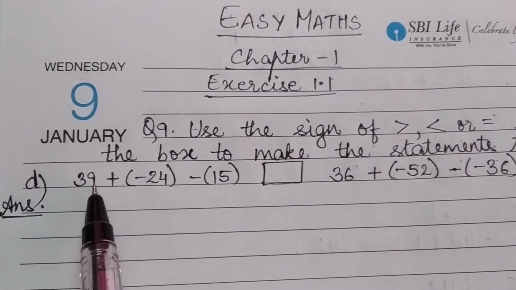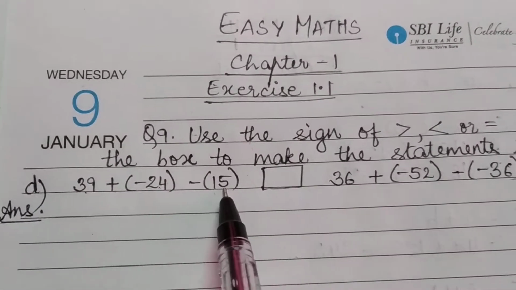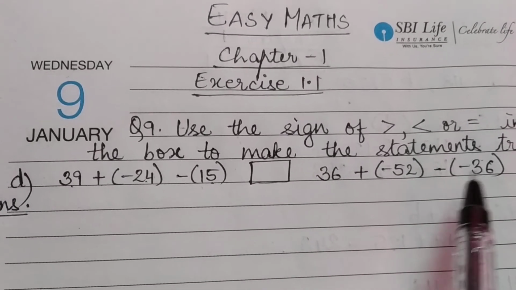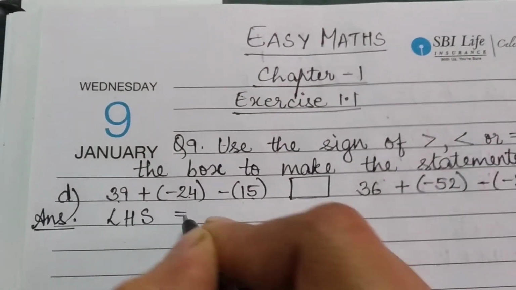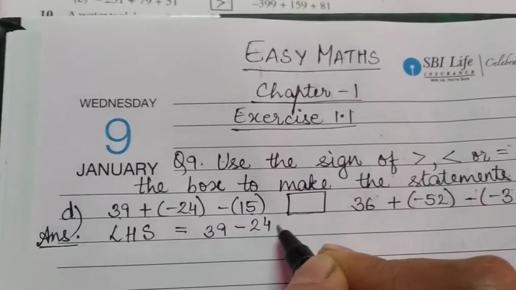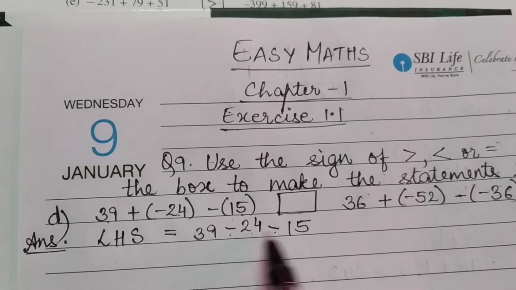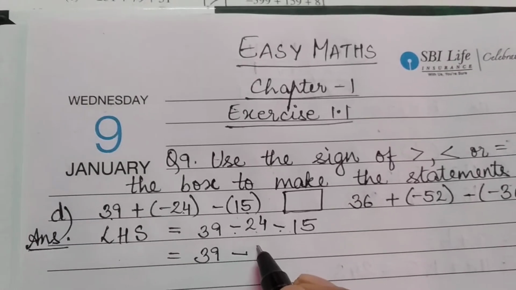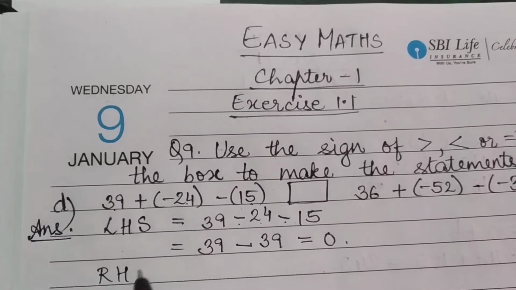Here I have written the question. 39 plus minus 24 minus 15 and right side is 36 plus minus 52 minus minus 36. So first solve LHS. 39 plus minus minus 24 minus 15. Here minus minus plus. So we can add 24 and 15. That is equal to minus 39. So we get 0. Now let us solve RHS.